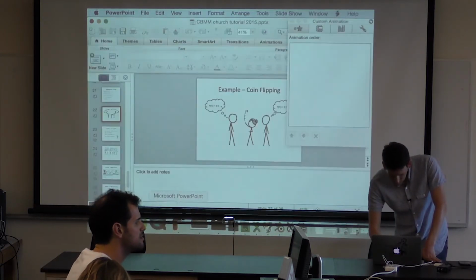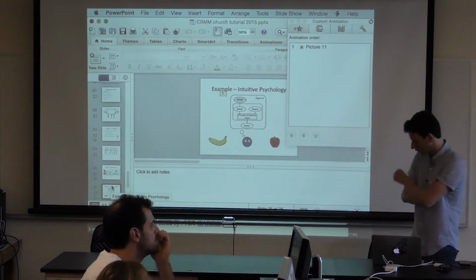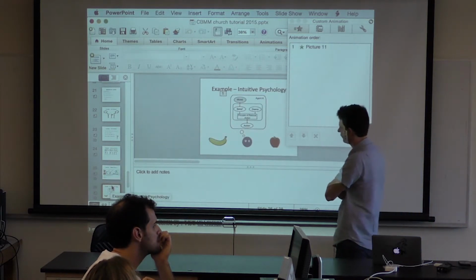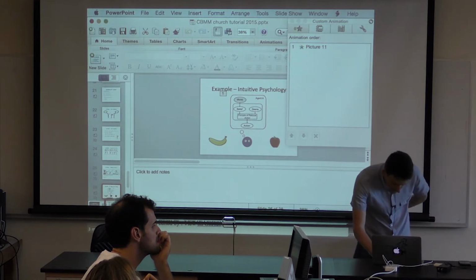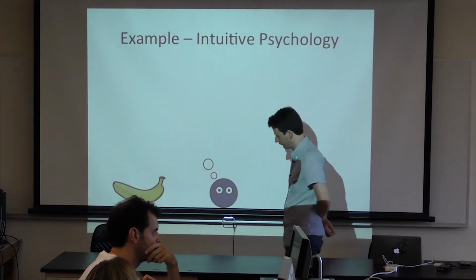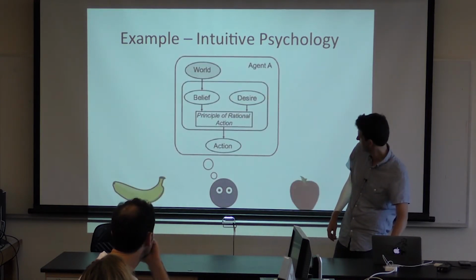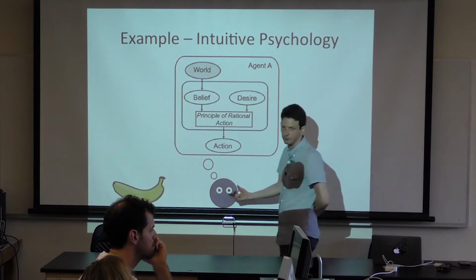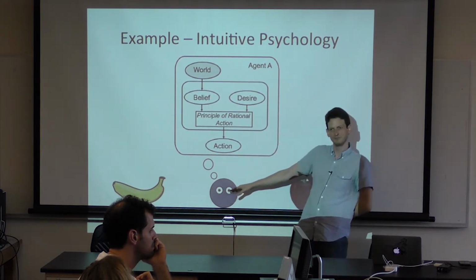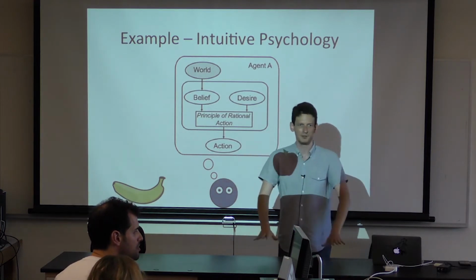So here's another example. That was intuitive physics. Let's move on to intuitive psychology, which Josh was getting at the end of his lecture. Here's a very, very simple question. Suppose that you see an agent, this guy with googly eyes. Can people see him from way down there? There's a guy with googly eyes. Doesn't matter. It's me, okay?